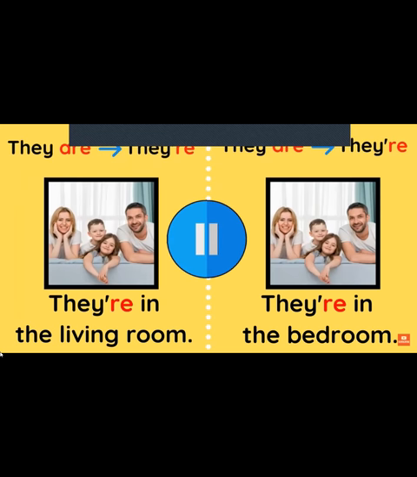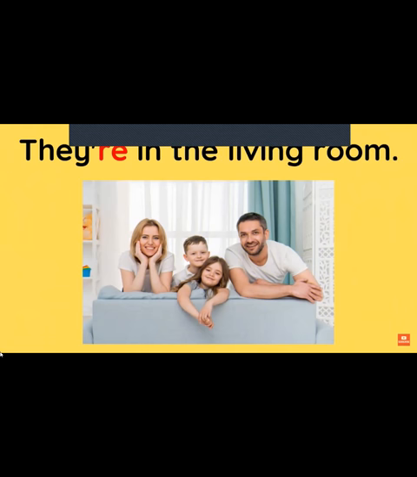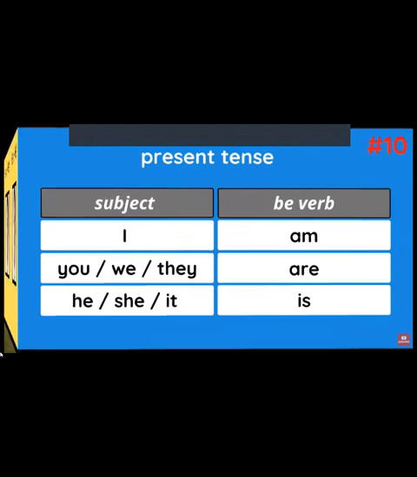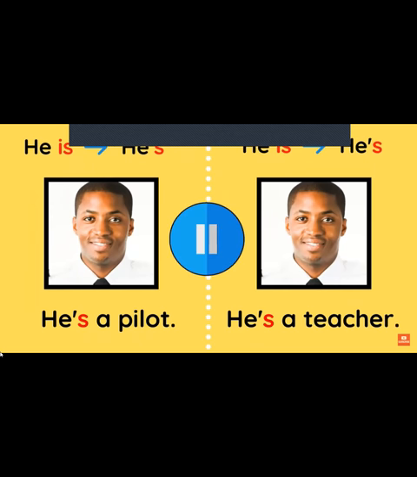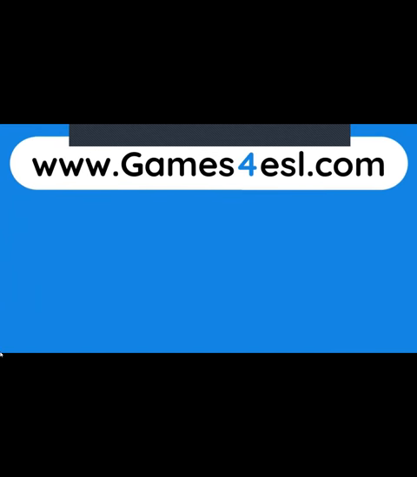They're in the living room. They're in the bathroom. What's the correct answer? They're in the living room. Okay. In the living room. They're in the living room. Very good. And keep in mind the present tense. Subject plus verb. He's a pilot. He's a teacher. What do you think? He's a pilot. Let's see. Yes, he's a pilot. Very good. Now the next one. Oh no, we finished.